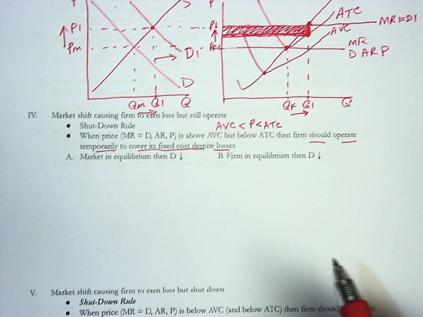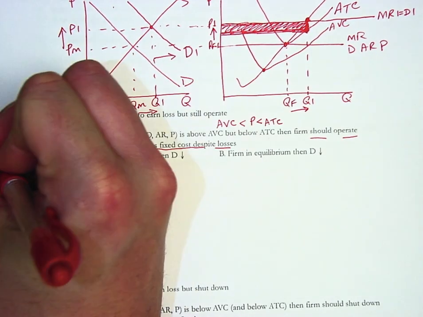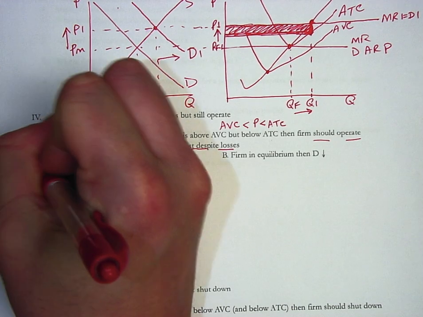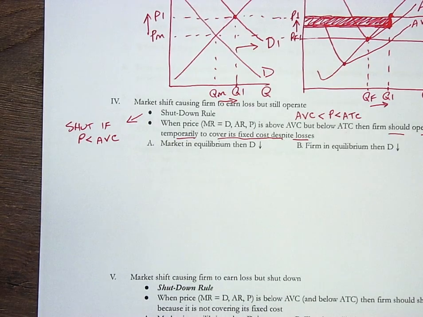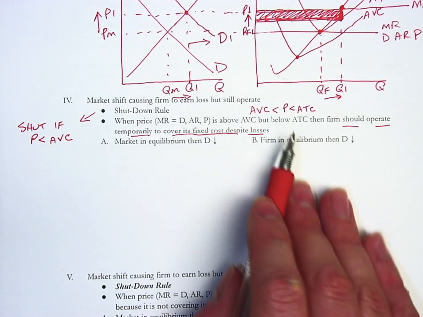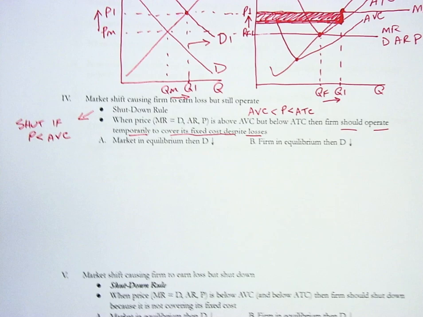And the shutdown rule is actually even more simply stated: you shut down if price falls below AVC. If the price falls below AVC. Now, if the price is above the AVC, as we have here, then they should operate at a loss. They shouldn't shut down. We're going to see that here in this picture.